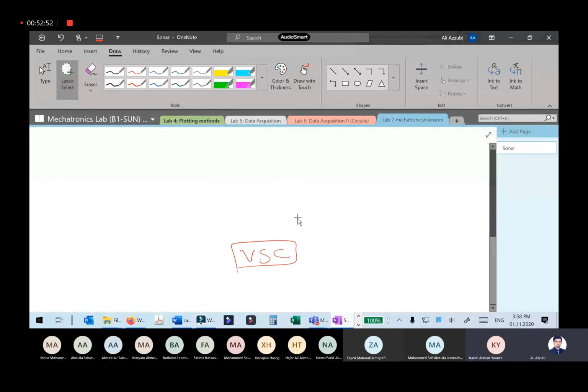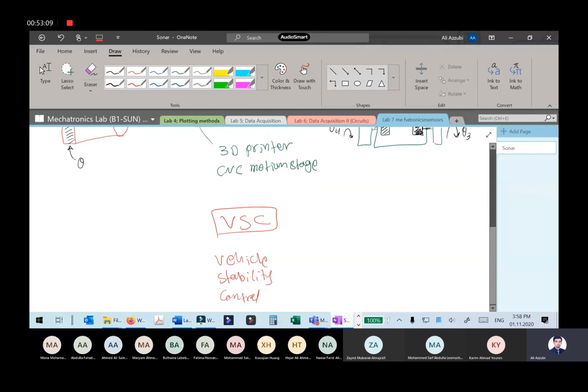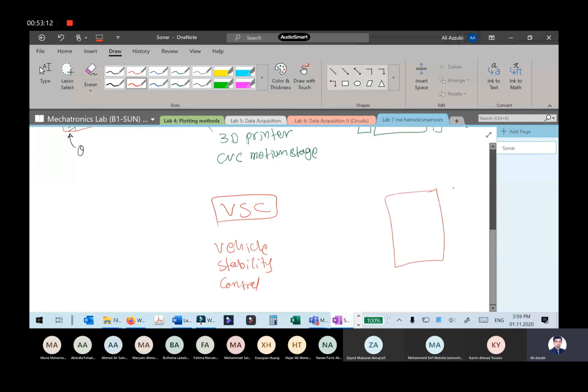Maybe the guys who like to drift must know VSC. Now VSC is vehicle stability control. What happens is you have the car, so let me draw it again. You have 4 wheels, right? Now this system will measure the speed of each wheel. Let's call them, I don't know, any symbol, V1, V2, V3 and V4.